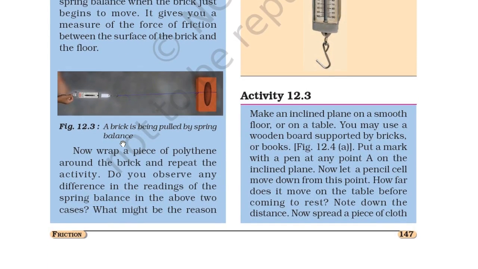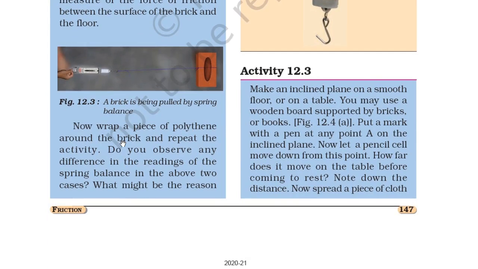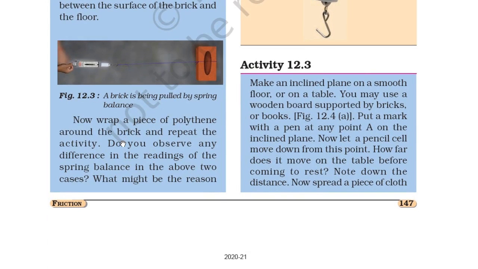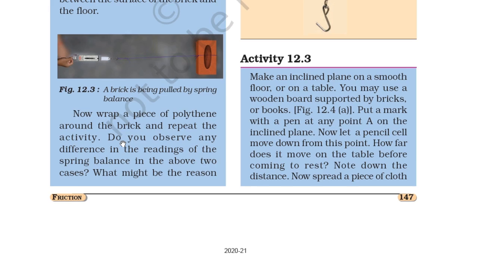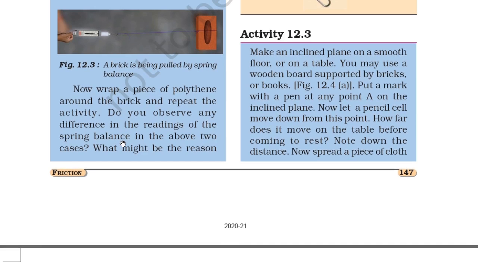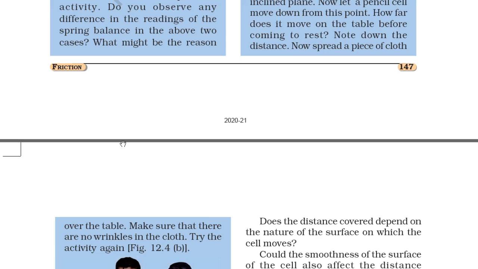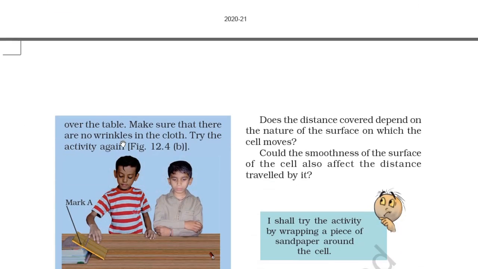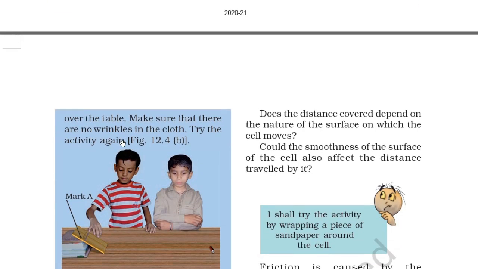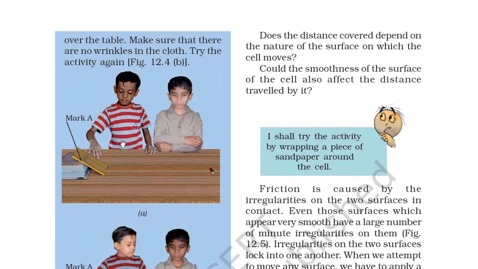So you can see here activity 12.3: make an inclined plane on a smooth floor or on a table. You may use a wooden board supported by bricks or books. You can see in figure 12.4a, put a mark with a pen at any point A on the inclined plane. Now let a pencil cell move down from this point. How far does it move on the table before coming to rest? Note down the distance. Now spread a piece of cloth over the table. Make sure there are no wrinkles on the cloth. Try to do the activity again.